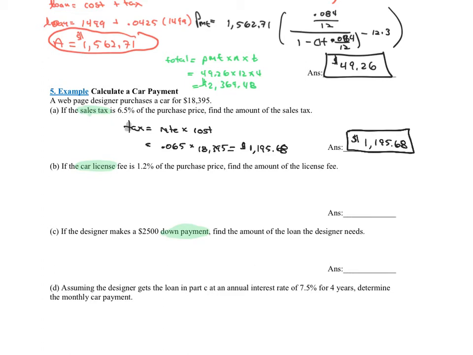Licensing your car oftentimes can be either a flat fee or a percentage. This one is a percentage, so it's the percentage of the purchase price. To find the fee, we're going to do the rate times the purchase price, or I call it the cost of the car. So this is 0.012 times $18,395. Go ahead and put that into your calculator. I'm getting the licensing fees alone are $220.74 when I round to the nearest cent.